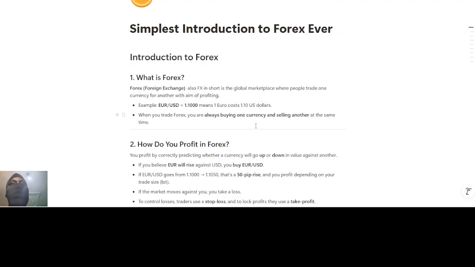Here we have an example of the euro against the US dollar. At a price of 1.100, it means 1 euro costs about 1.1 US dollars. You can do your own research and find out that the euro is worth more than the dollar. So you're seeing here that in order to exchange 1 euro, you need 1.1 US dollars.